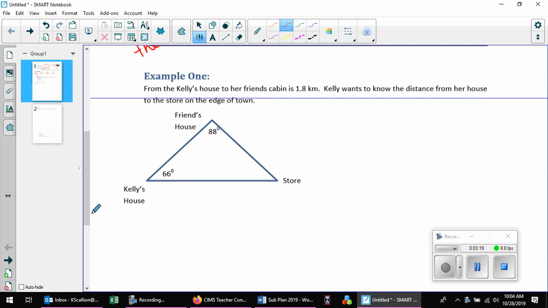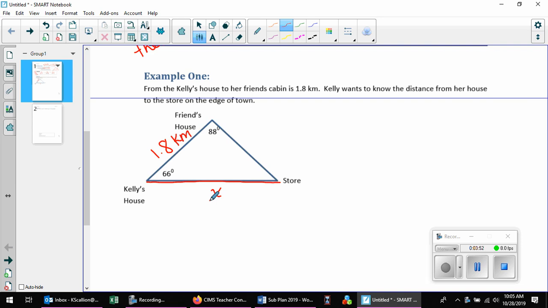Okay, so from Kelly's house to her friend's cabin is 1.8 kilometers. So here's Kelly's house, here's the friend's house, and that is 1.8 kilometers. Just for the record, it's very hard to draw triangles and put information on them when you're trying to do it digitally. She wants to know the distance from her house to the store on the edge of town. What I'm trying to find is this right here. Okay, that's what I'm trying to find.